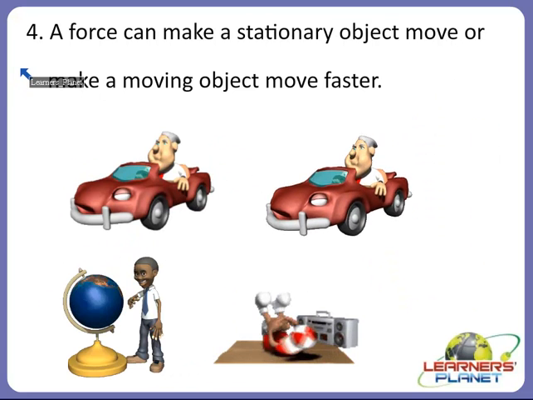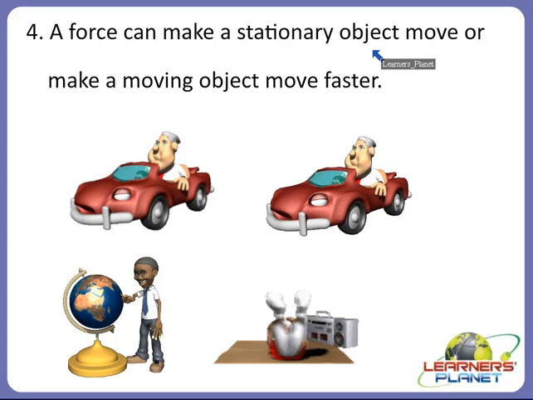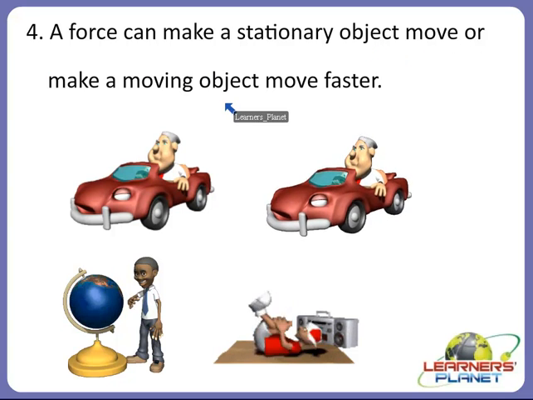The fourth effect of force is that a force can make a stationary object move or make a moving object move faster. So that means if the force is applied in the direction in which the object is moving, then we can make that object stationary.